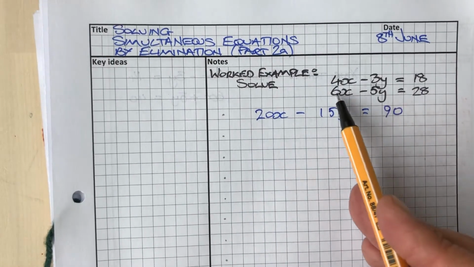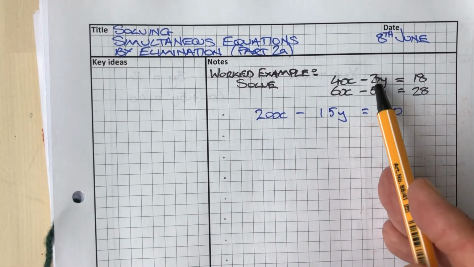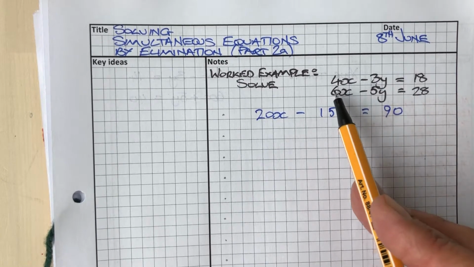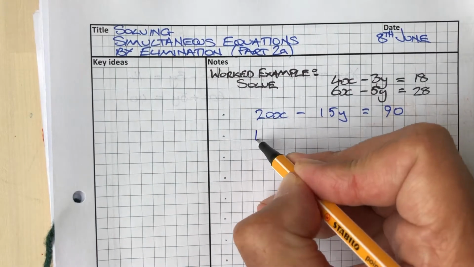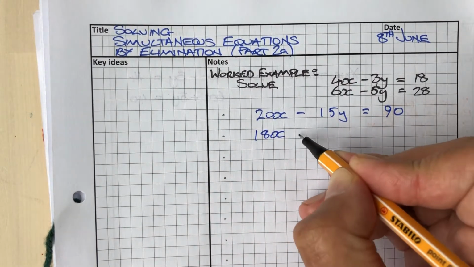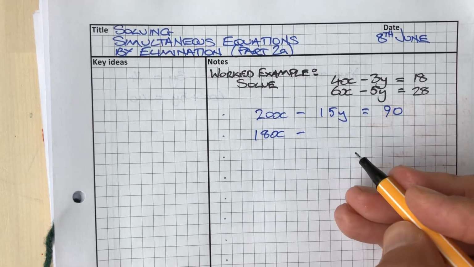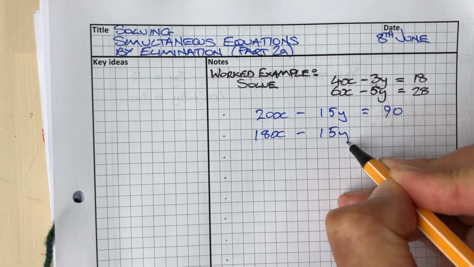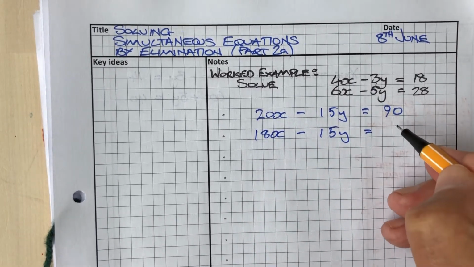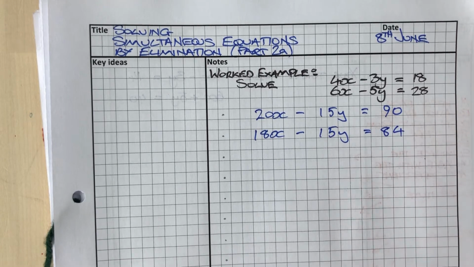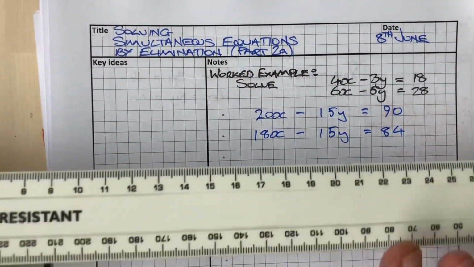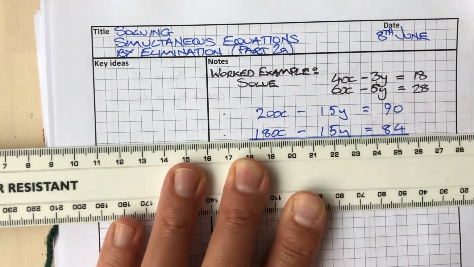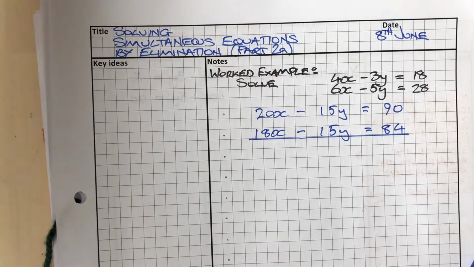And the second equation I'm going to multiply by the number in front of y in the other equation, 3. So I need 3 lots of 6x, 18x, take away 3 lots of 5y, that's 15y, equals 3 lots of 28, that's 84. Okay, and remembering, same sign subtract.